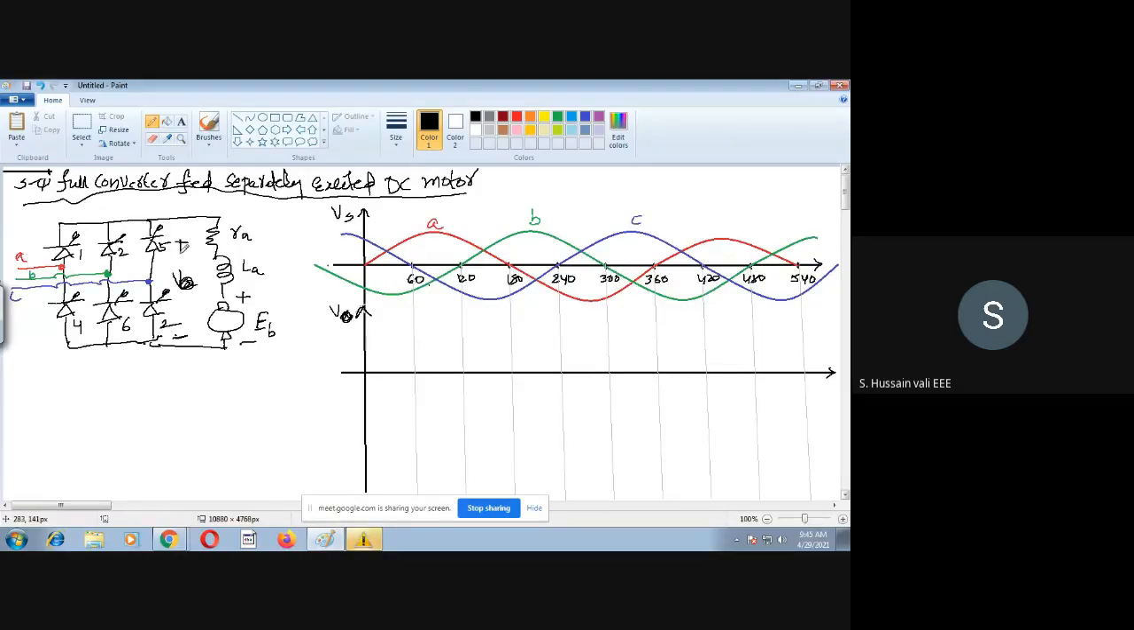To avoid this confusion, the phase sequence is ABC. ABC is the phase sequence. So Vo is the output voltage. So we will draw the waveform for the output voltage.